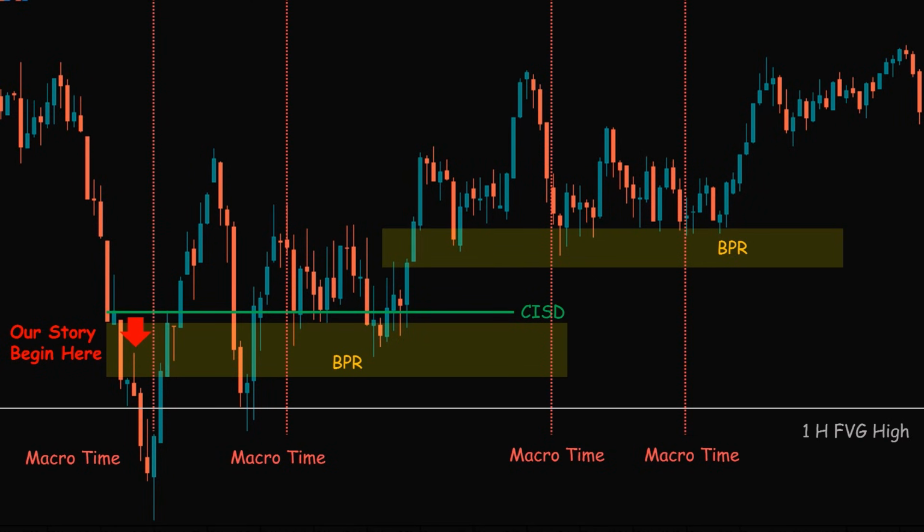Now pay attention to the macro time windows. At what time did the best entries appear? The start times of the macro time frame. Between 9:50 and 10:10 and between 10:50 and 11:10. And these times are interesting.